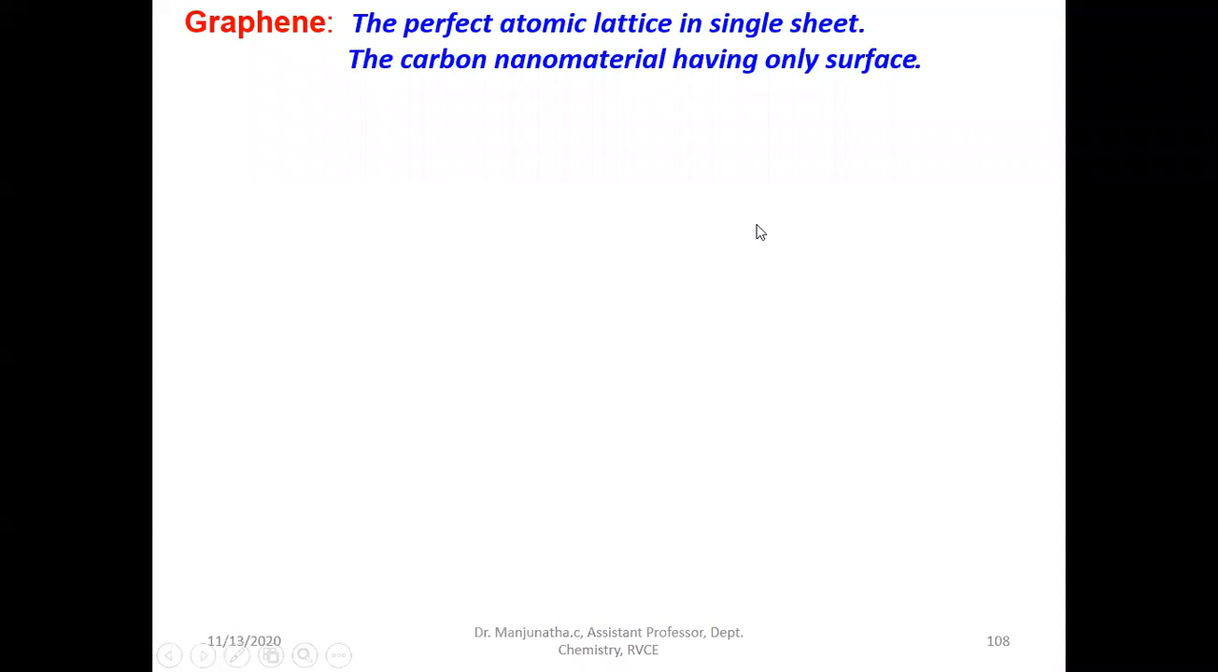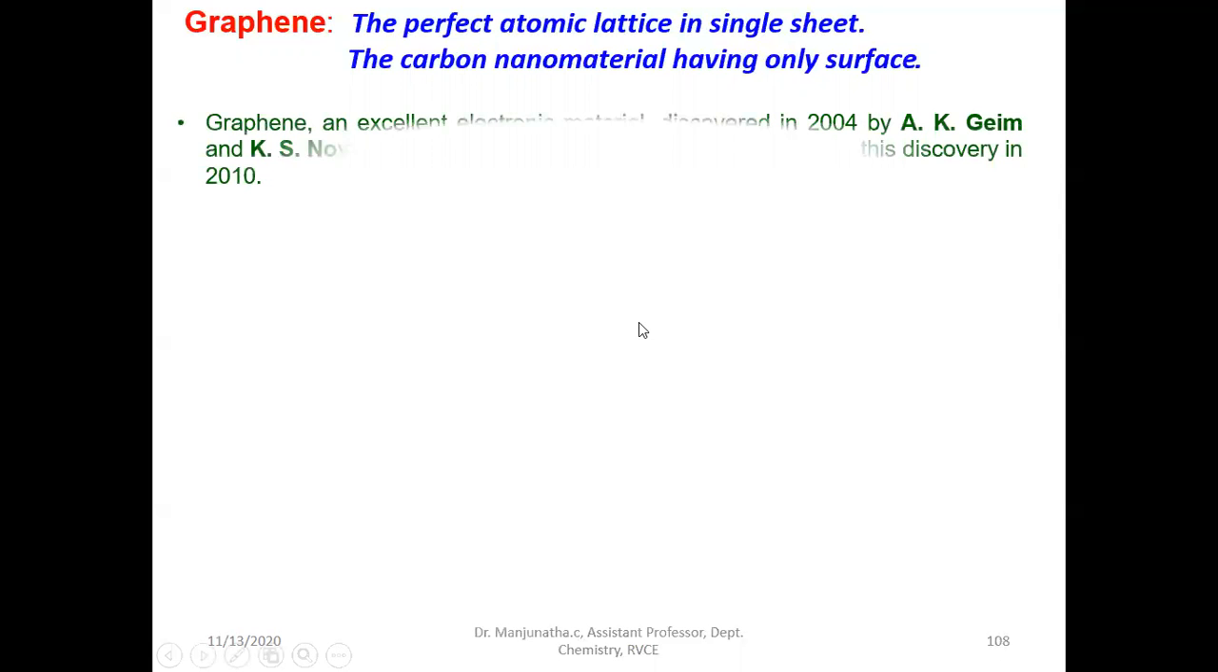Graphene is a two-dimensional allotrope of carbon, which is a perfect atomic lattice in a single sheet. All the carbon atoms are arranged in a sheet-like structure, and this is the only carbon nanomaterial having only surface. If you look at that material in any direction, the top view, bottom view or side view, you will see only one atom thick. Means only surface. That is the beauty of this material.